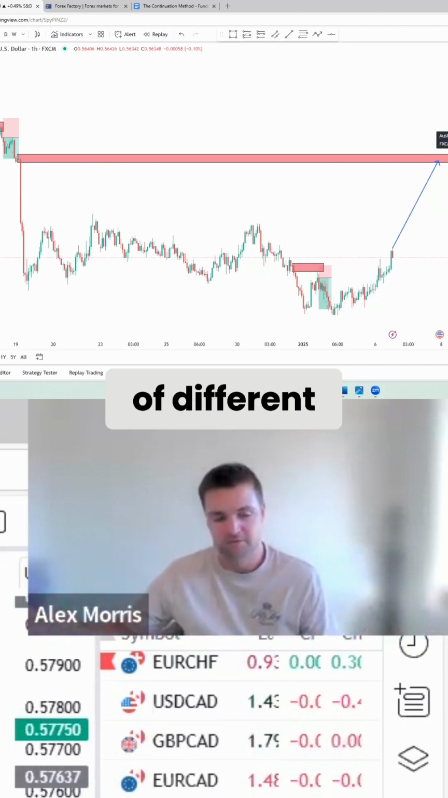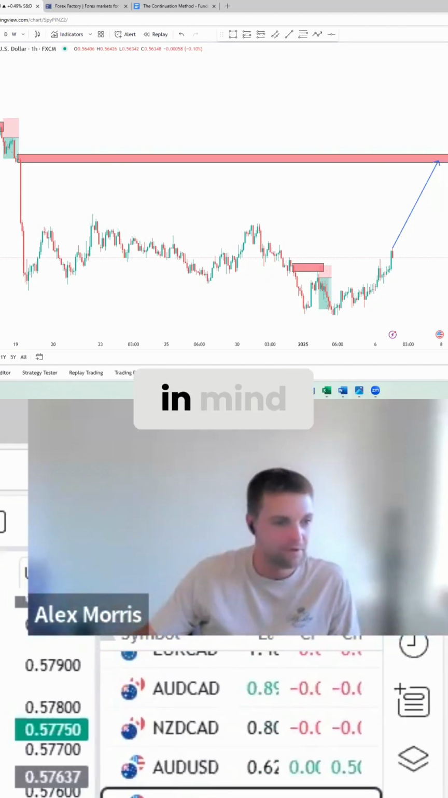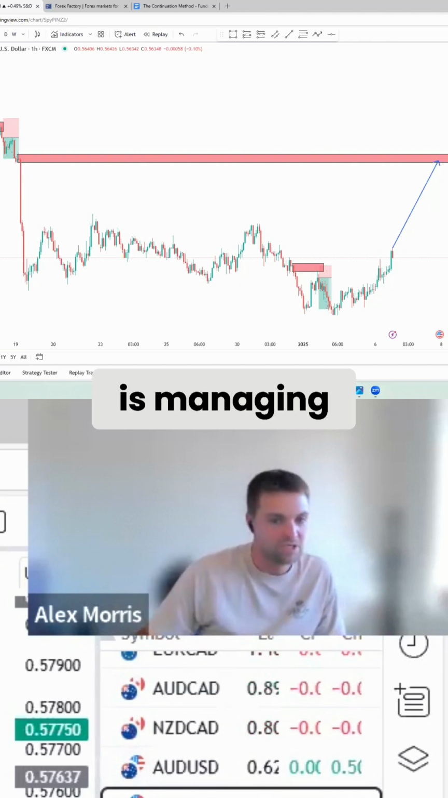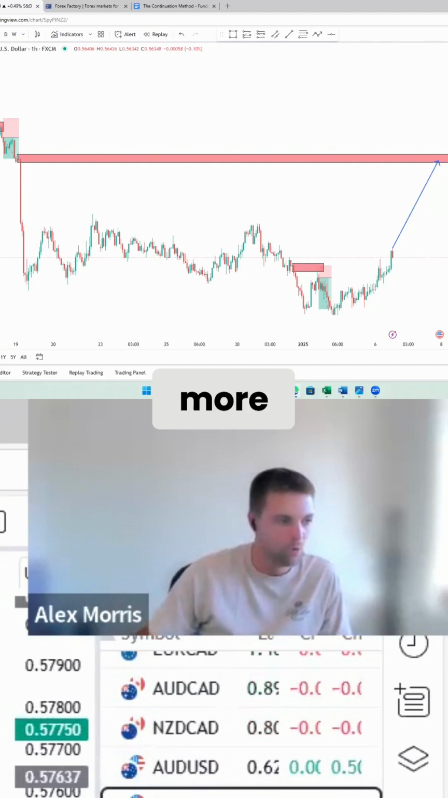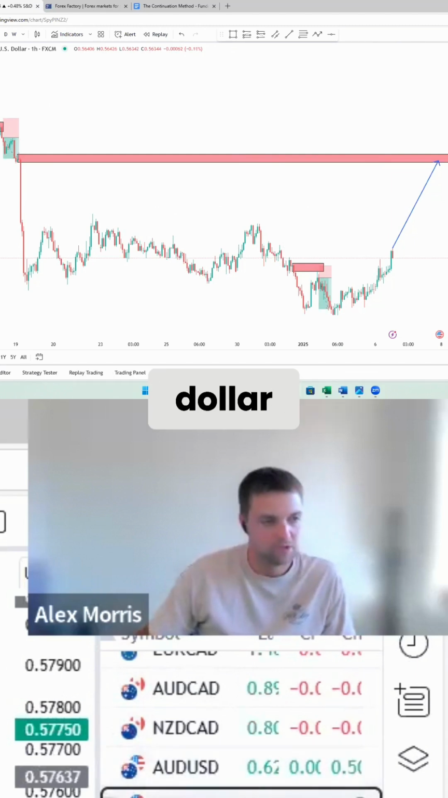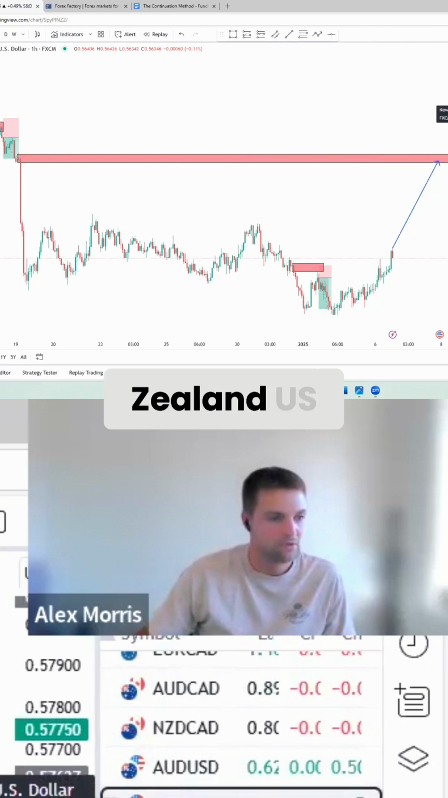But yeah, there's loads of different scenarios to bear in mind. But the key point I'm trying to get across is managing your risk, never risking more than you should be when you are trading affiliated pairs. If it's Australian dollar, US dollar, and New Zealand US dollar.